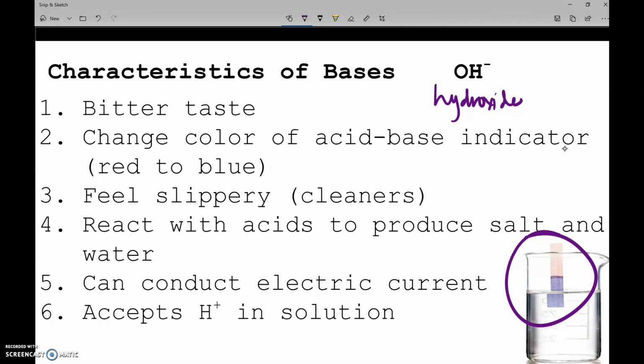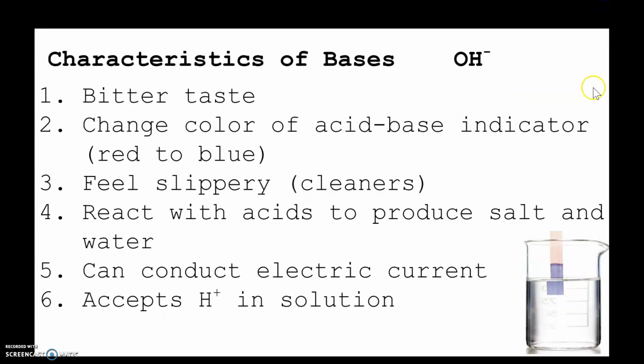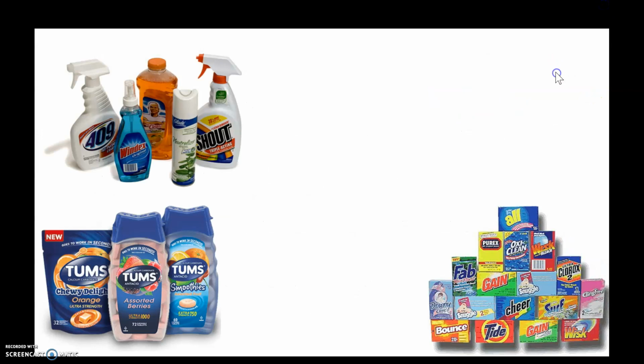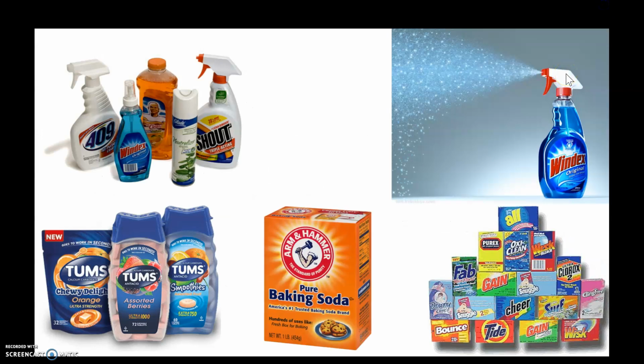Again, bases will react with an acid to produce a salt and water. They can also conduct electric current like acids because, again, they break down into a positive and a negative charge. And they accept the hydrogen ion in solution from the acid. So those are a little bit of characteristics about bases. Okay, so those are some pictures.